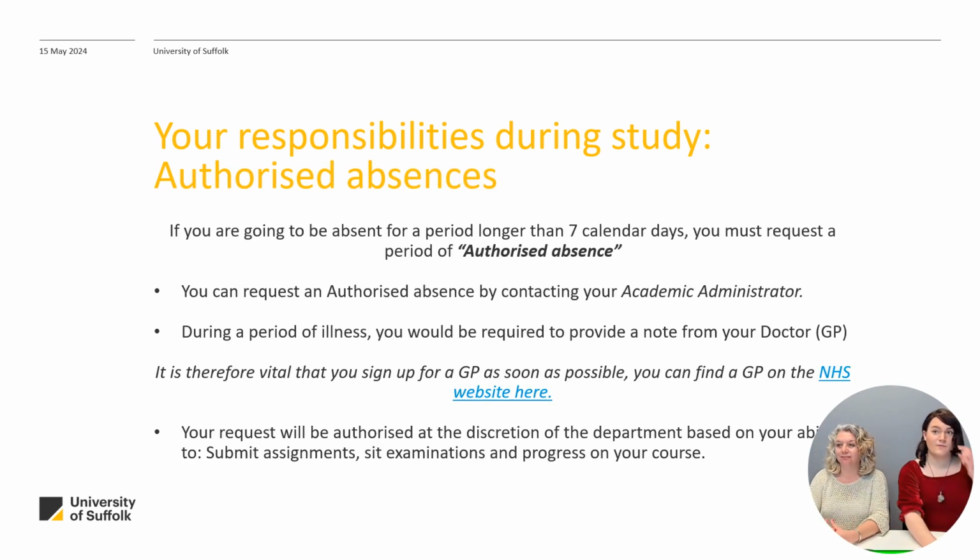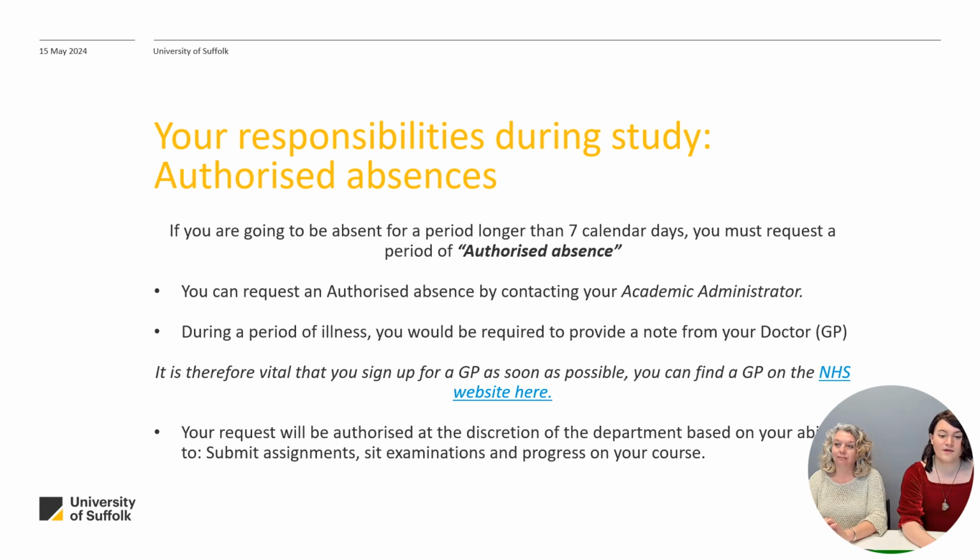Great, so we're now going to move on to what's called authorised absences. So authorised absences are required during periods of non-attendance longer than 7 calendar days. If you're going to be absent during study for a period longer than 7 days, then you're going to need to request an authorised absence by contacting your academic administrator and making them aware that you'll be unable to attend during this period. This includes when you are absent due to illness, and therefore in these situations you would be required to provide a sick note.